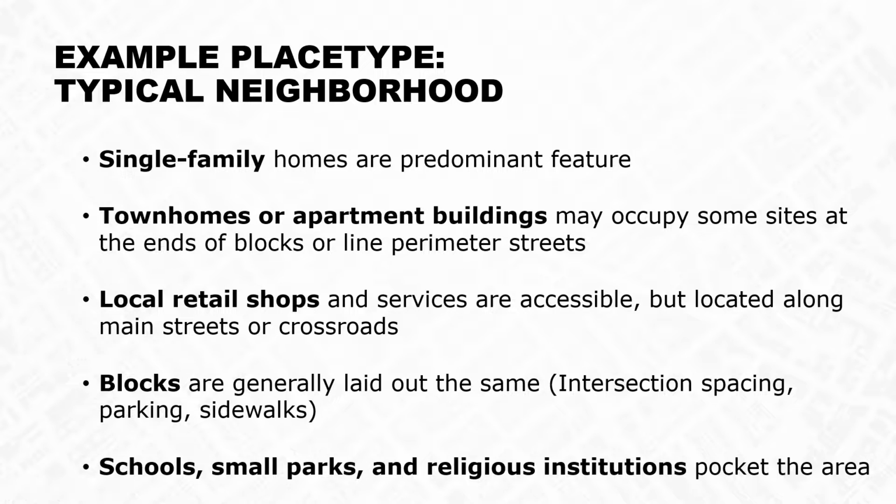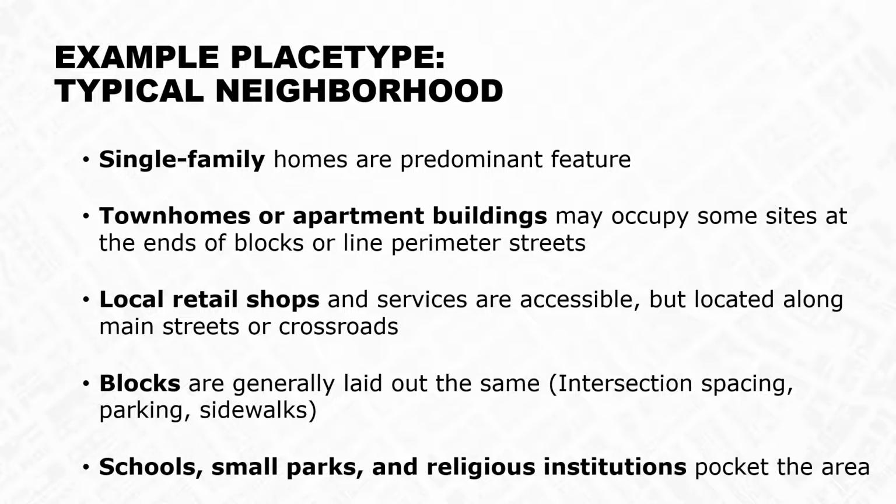Let's first take a look at an example of what we would call a place type. And we're going to use an example of what would be a typical neighborhood to explain the place type approach. So let's say we have a typical neighborhood, and that is a place type within the county. A typical neighborhood might have single-family homes as the predominant feature or the predominant land use in the neighborhood.